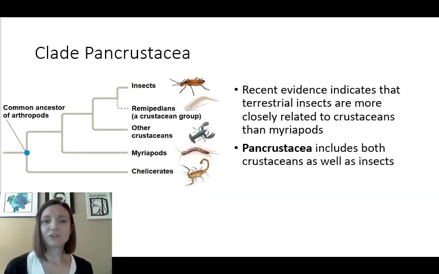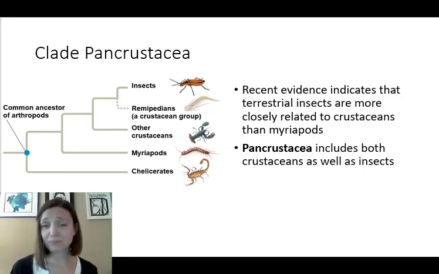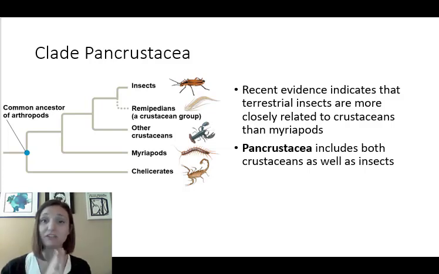And then we're going to jump into what's called the Clade Pancrustacea. This is a recent addition to the arthropod family. This clade represents a new phylogenetic relationship between insects and crustaceans that has recently come to light, meaning that we used to talk about Subphylum Crustacea and Subphylum Hexapoda. Now there's evidence that they're much more closely related to each other than we thought before. So that's what Clade Pancrustacea is indicating, a close relationship between crustaceans and insects.